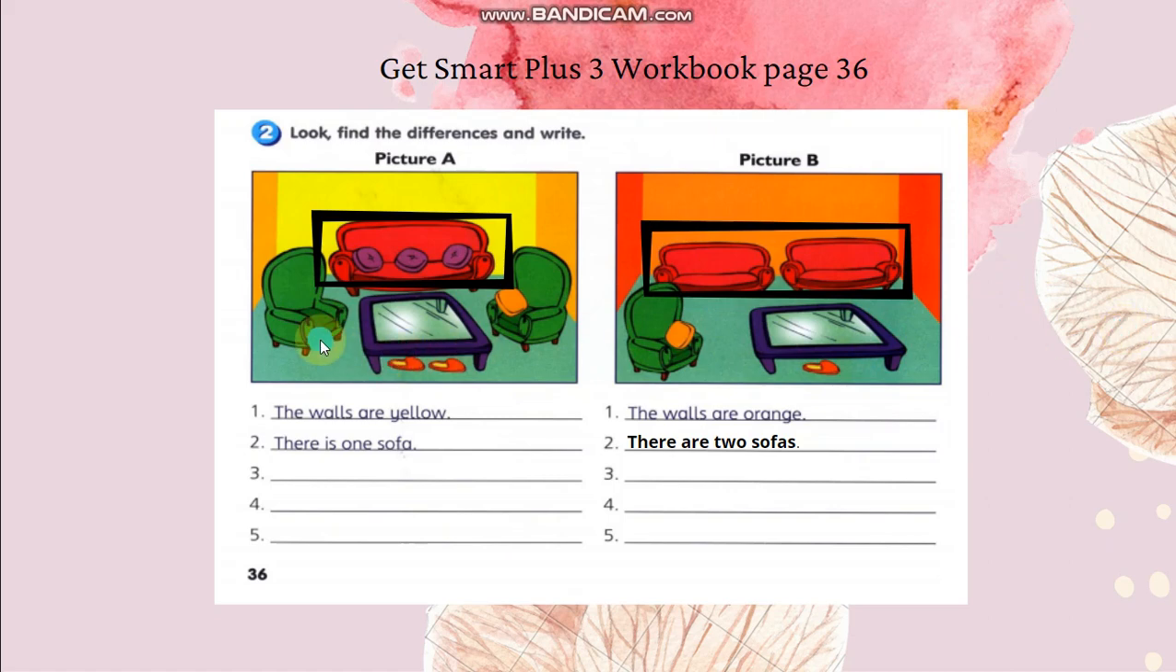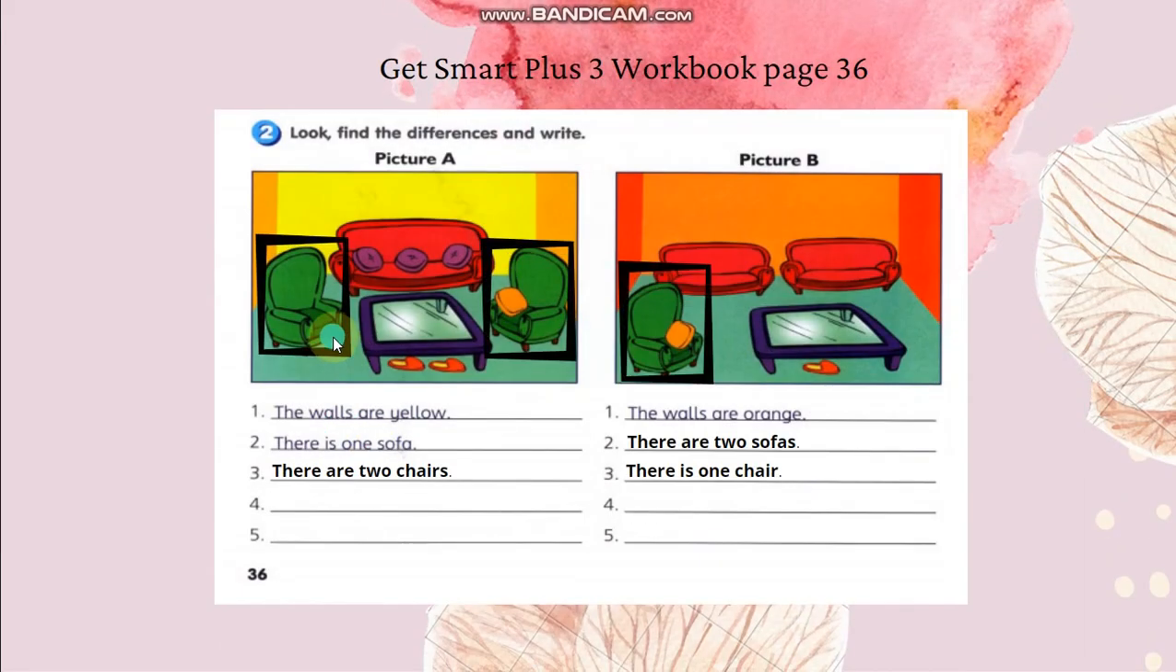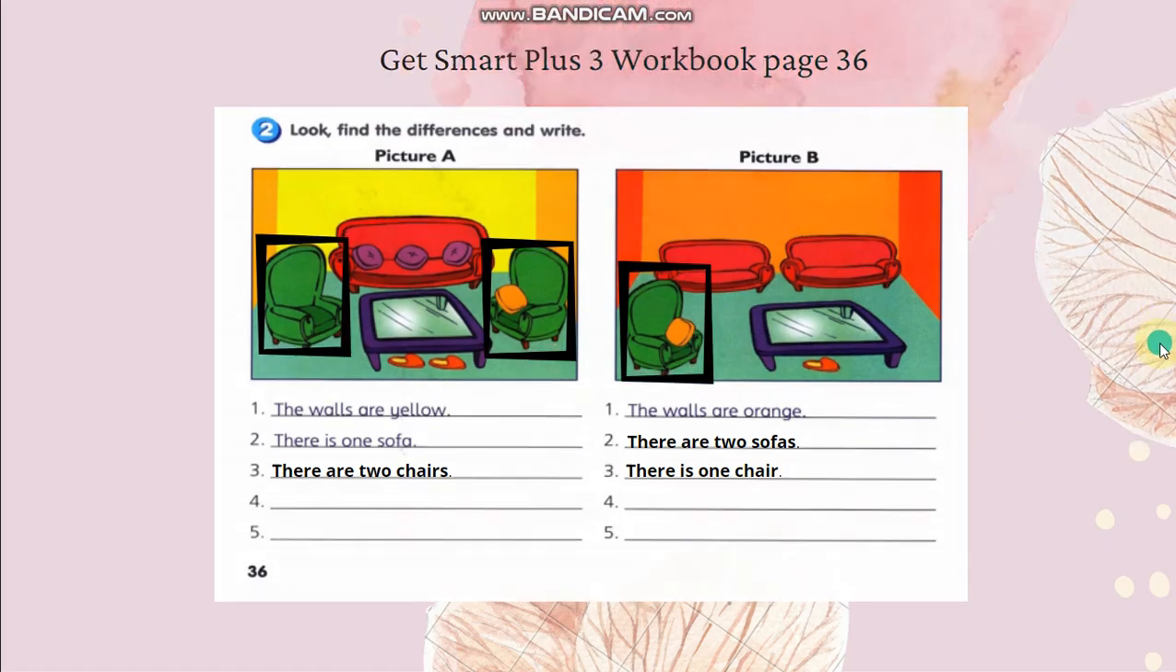What else can you find? The differences between the 2 pictures. Okay, alright, so let's look at the green chairs. So in picture A, there are 2 chairs, but in picture B, there is 1 chair. So if 2, you have to use are. There are 2 chairs. And if 1, you have to use is. There is 1 chair. No S. There is 1 chair.